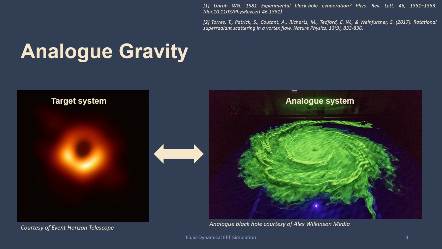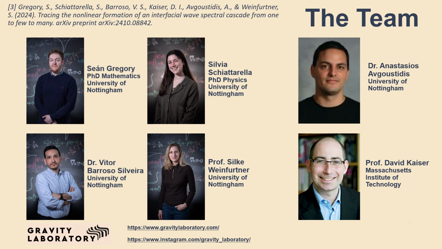And in the 80s, it was pointed out by William Unruh that the same physics of a black hole also occurs on the surface of a draining flow of water. And so a lab-based fluid dynamics experiment can be used to observe and study the phenomena predicted to occur around black holes, such as, for example, superradiance. Analog gravity is the specialism of the gravity laboratory here at Nottingham.